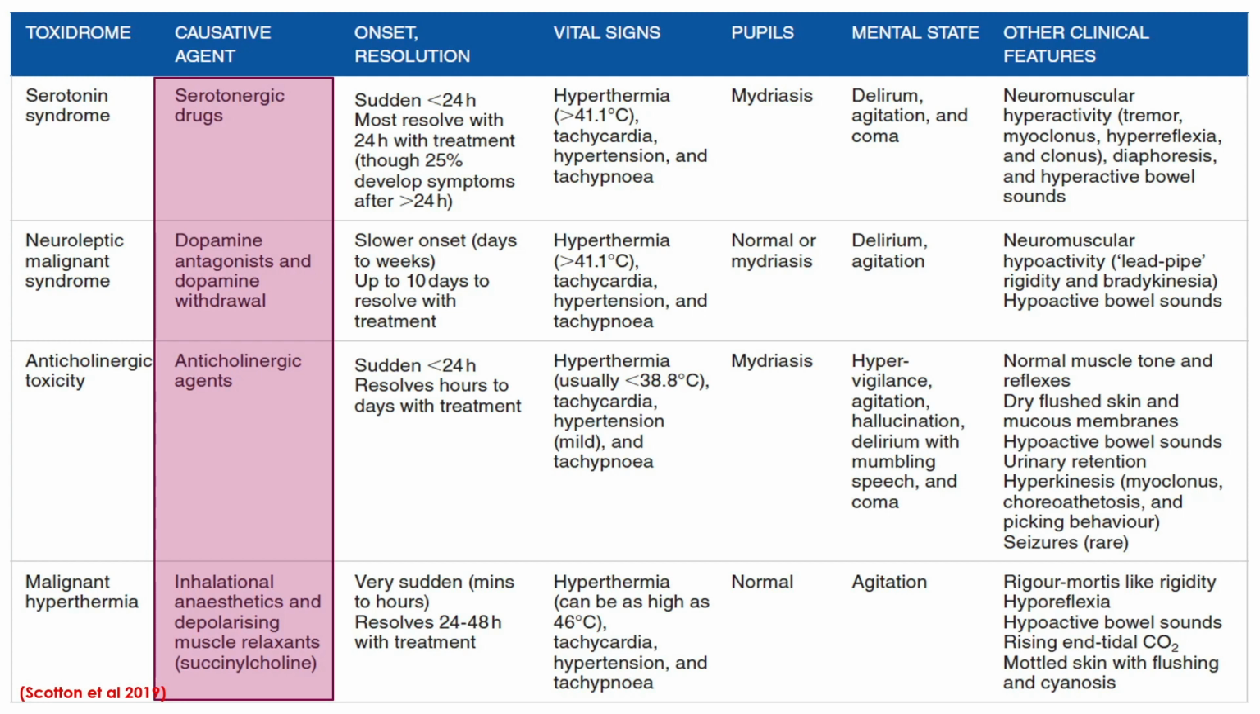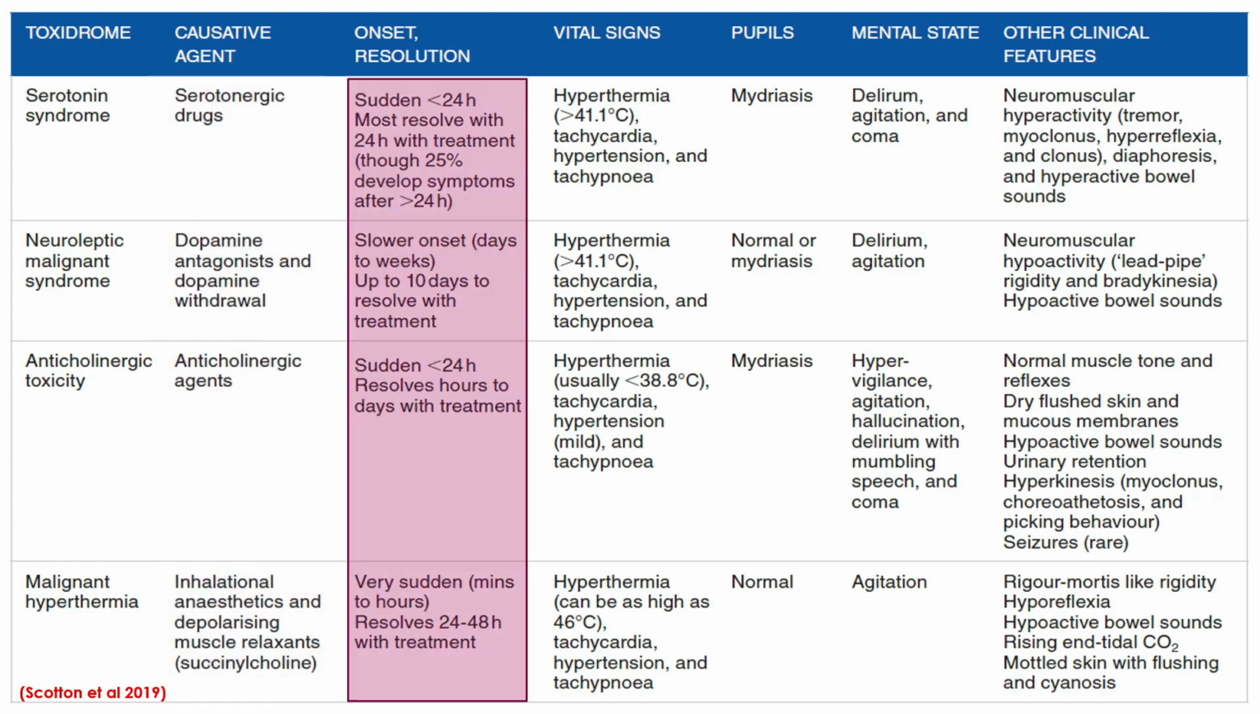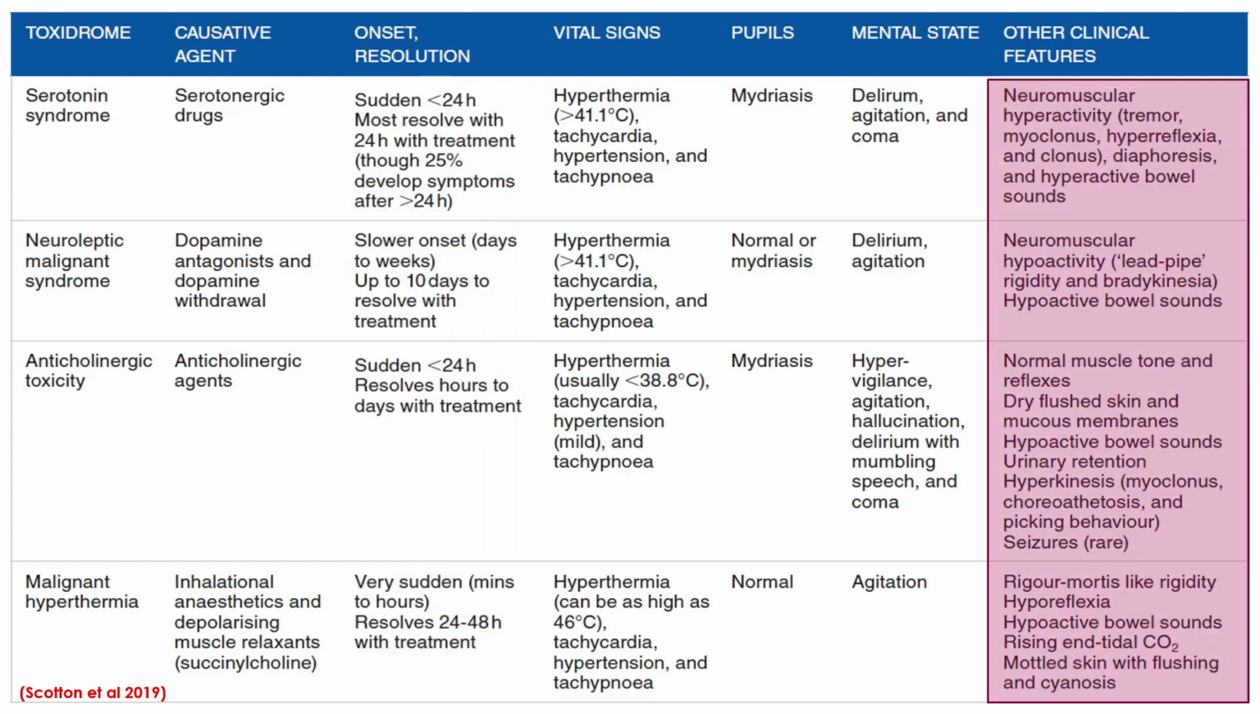So, depending upon the causative agent, you can differentiate the differential diagnosis from serotonin syndrome. If you look at the onset, it is sudden in malignant hyperthermia, anticholinergic toxicity and serotonin syndrome, whereas in neuroleptic malignant syndrome, it is slower in onset. And the other aspects, the vital signs, pupils, mental state, are almost similar in all the 4 categories, that is in serotonin syndrome, neuroleptic malignant syndrome, anticholinergic toxicity, and malignant hyperthermia. However, the clinical features which differentiate them from each other are very essential to remember.